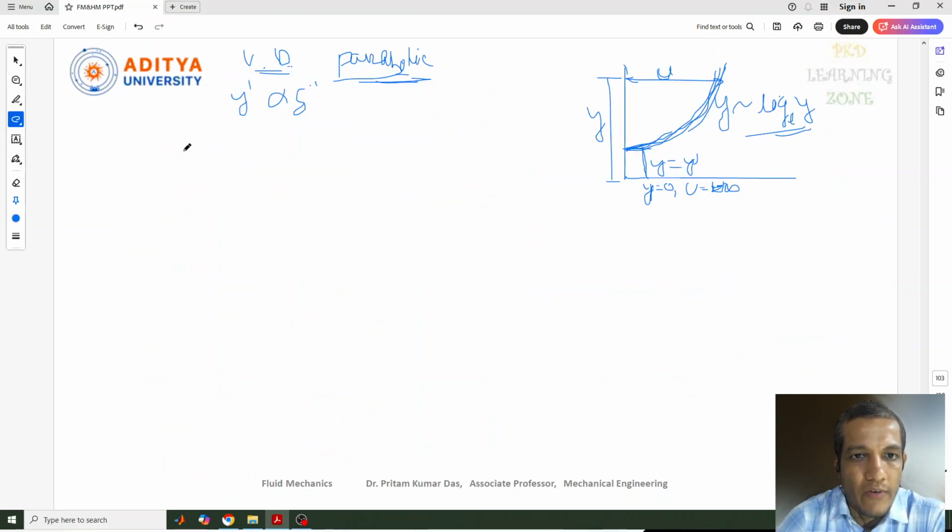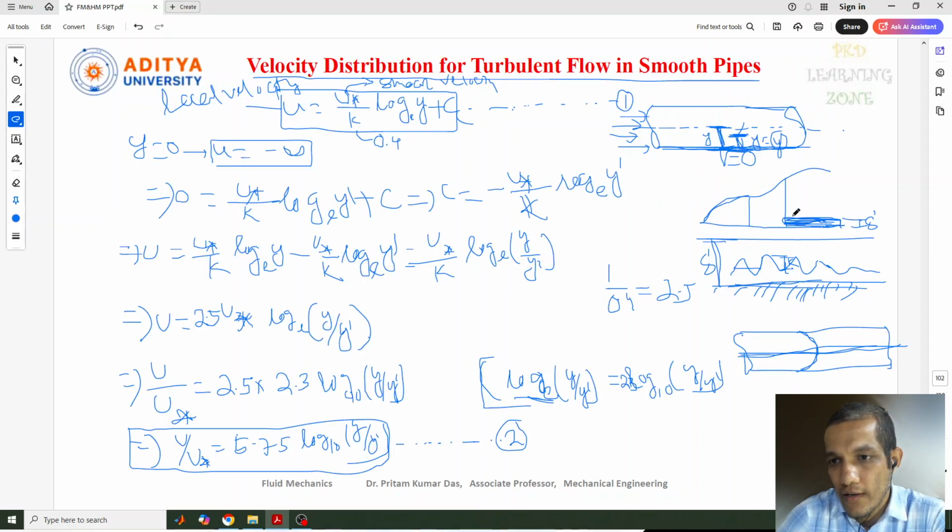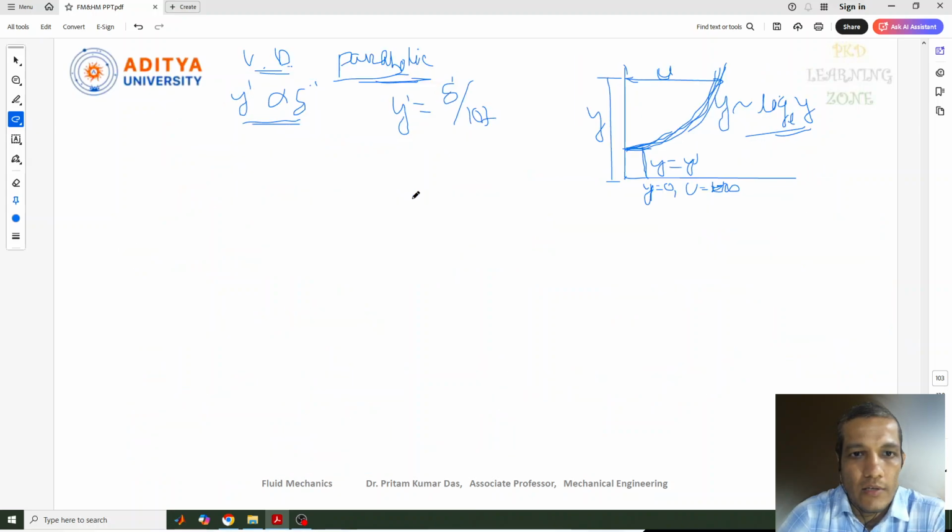Now I can write from the Nikuradse equation, y dash equal to delta dash by 107. Actually, this is the equation which was given by Nikuradse. How did he get it? By doing some experiments, he found this value. Because this is an experiment, we need to do it a number of times. We won't get it exactly at a single time. Since y dash is directly proportional to delta dash, which is nothing but the laminar sublayer, correct? So y dash value he got is delta dash by 107.